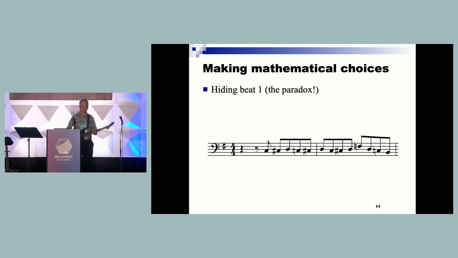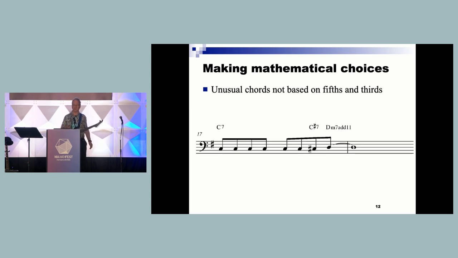Hiding beat one, which I mentioned in the opening chords of I Want to Hold Your Hand. So rather than start it like this, which would have started on beat one, which would have been fine, what I do is I hide beat one by stripping away the first three. So one and two and three and four and one and two. So I have a feeling kind of, it's a little joke, where is beat one? You only know when the music comes in.